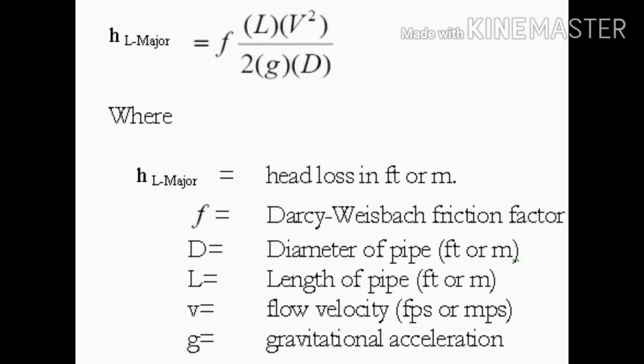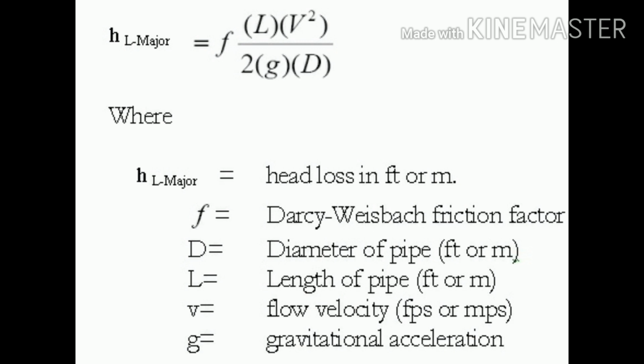Now L is the length of the pipe, V is the velocity of the fluid flowing through the pipe, D is the diameter of the pipe, and G is the constant. So to calculate the major loss, the Darcy-Weisbach formula is used, that is 4FL V square upon 2GD. Have you understood this formula?